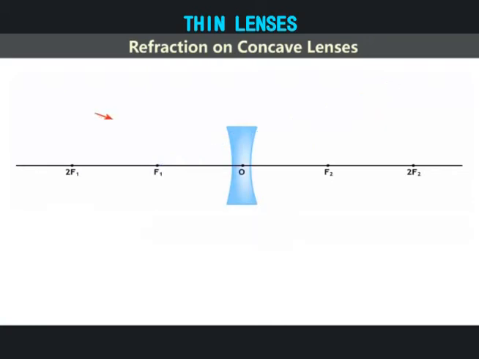When an incident ray passes through the optic center, it propagates undeviated. When an incident ray is directed towards the focus of a convex lens, the emergent ray passes parallel to the principal axis. And therefore, we can determine the position and the characteristics of images formed using concave lenses.